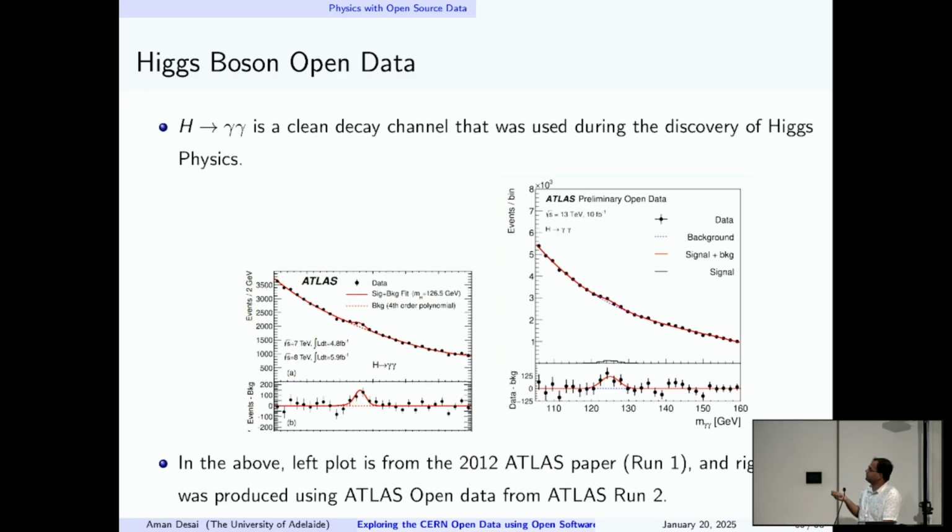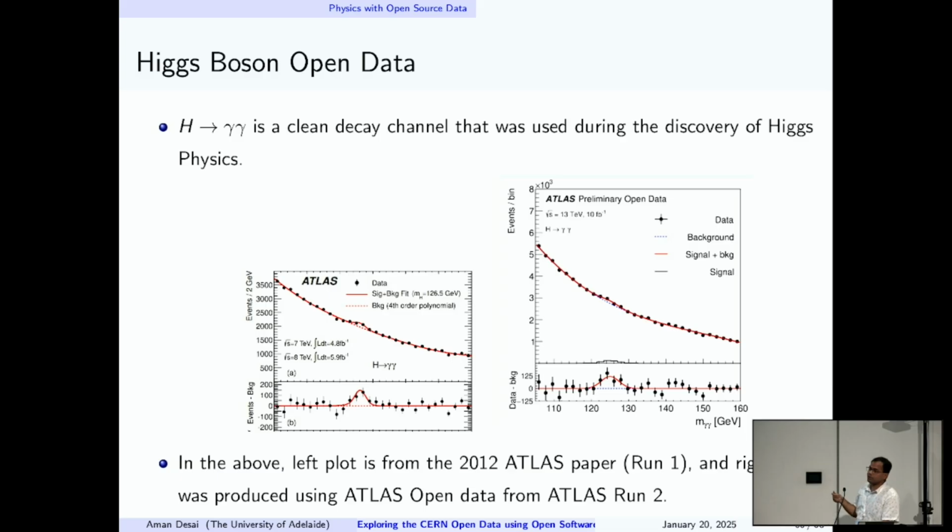These are some of the plots. On the right, this plot is from the open data, and on the left, this is the actual discovery plot that was used in the paper. And as you can see, there's this small bump in both cases. And that small tiny bump led to the discovery.